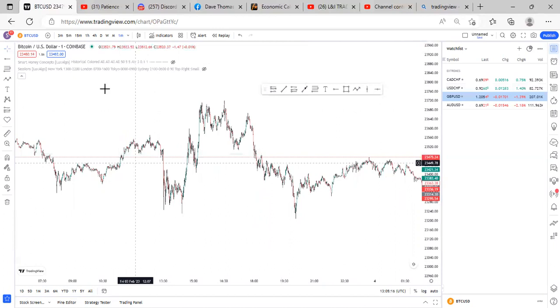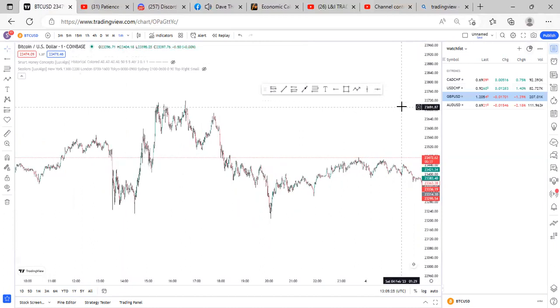The main thing is getting TradingView up, create an account with TradingView. It's all free. Everything on here that we use, that we draw on here, is free.